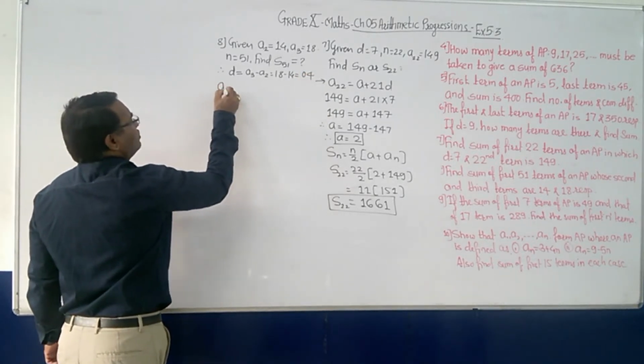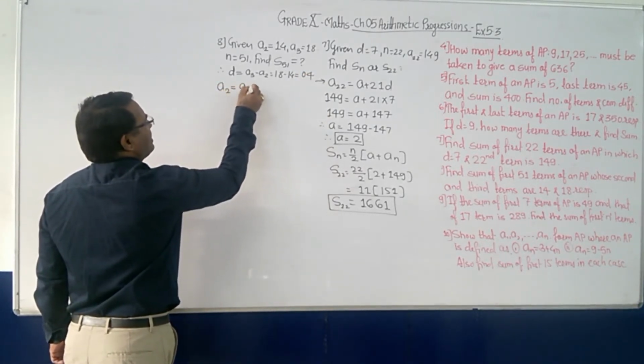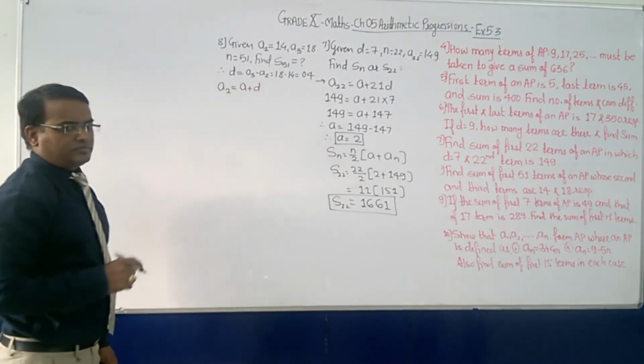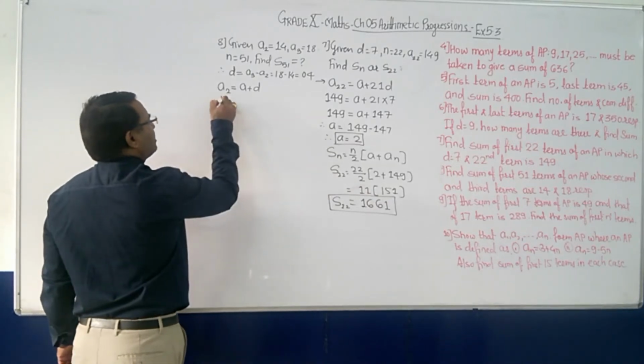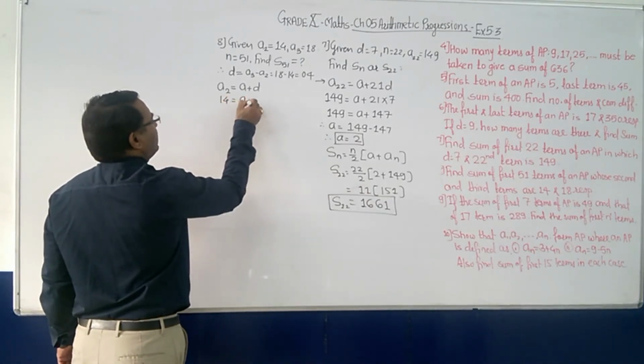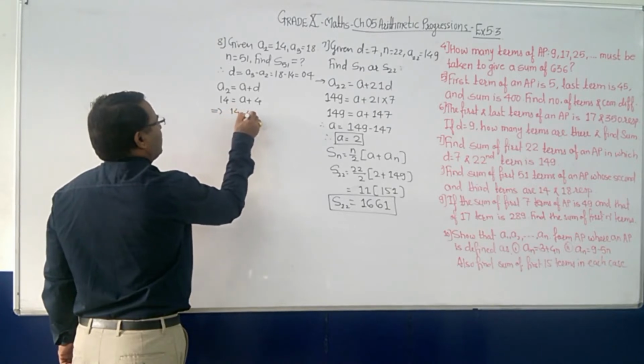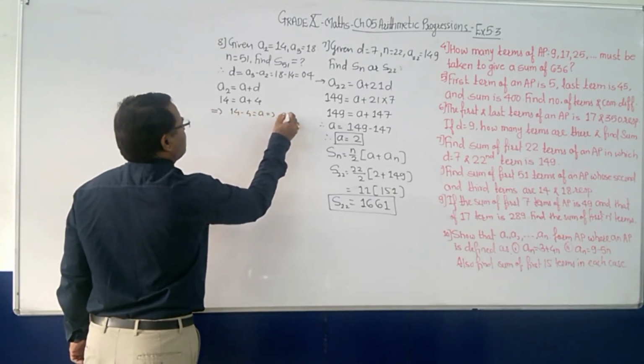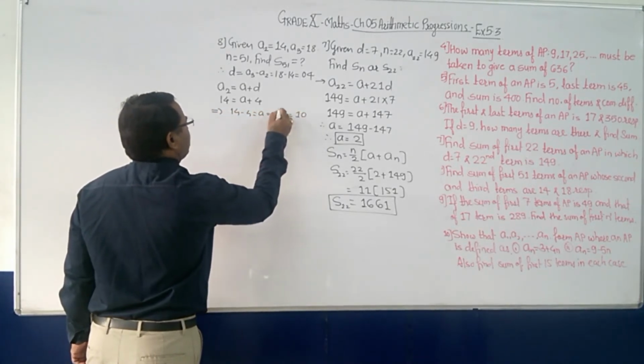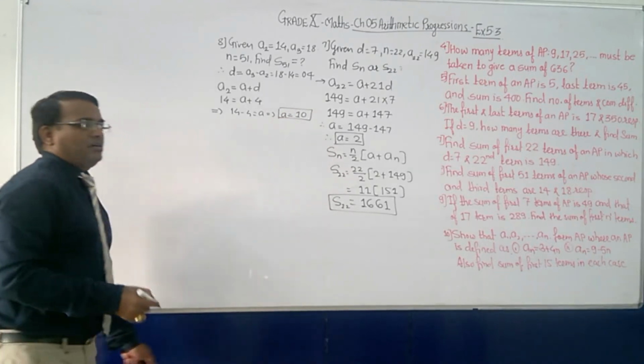And then you know that a2 can be written as a plus d, right? a plus d means 14 is equal to a plus 4. In this way you will get 14 minus 4 is equal to a, which means a is equal to 10, right? So Sn is equal to n upon 2 into 2a plus d into n minus 1.